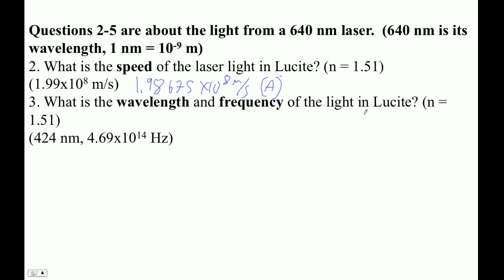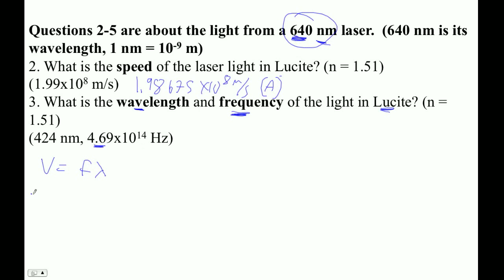So the key concept here is that the frequency stays the same. Whatever the frequency is in the air, it's the same frequency in the lucite. Frequency stays the same, but the wavelength is going to get shorter because the velocity gets shorter. All right? So I'll just show you, let's figure out the frequency first. This is using v = fλ, right? And so the frequency will be the same frequency that it is in air, where this is the wavelength, right?